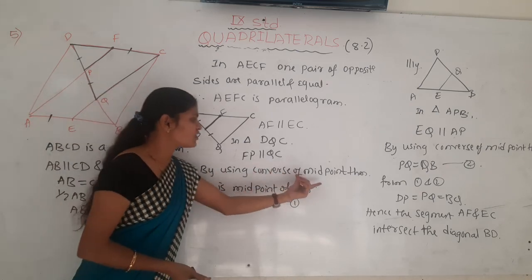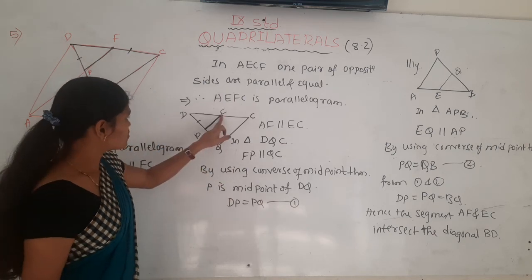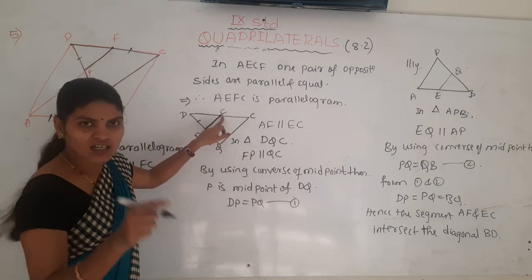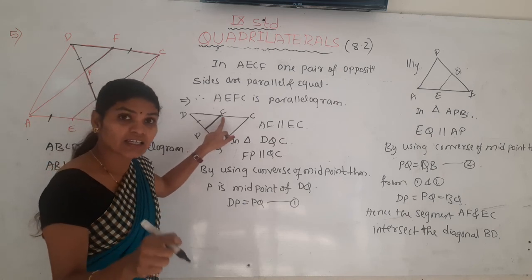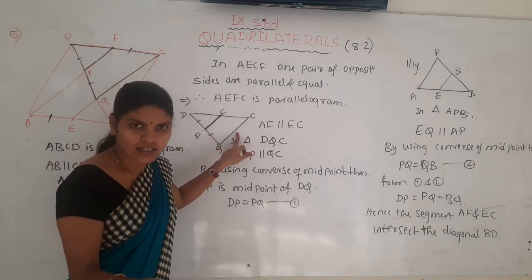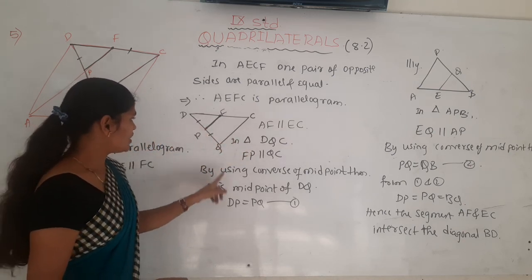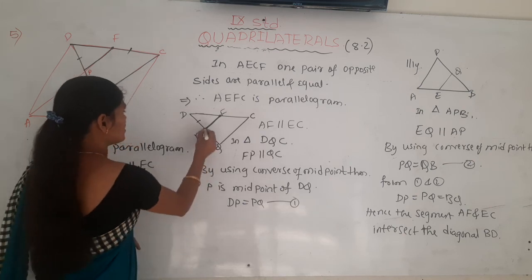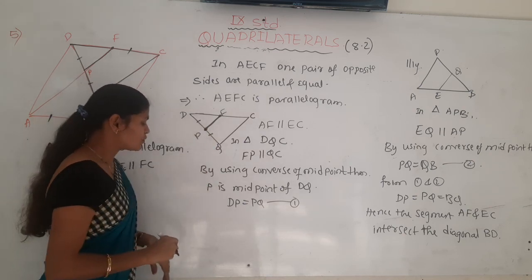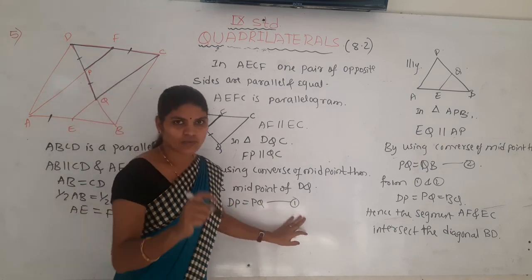By using the converse of the midpoint theorem, what is it? The line which is drawn from the midpoint of one side of a triangle is parallel to the second side or another side and bisects the third side. So automatically P becomes a midpoint of DQ, means DP is equal to PQ. Give the equation as 1.